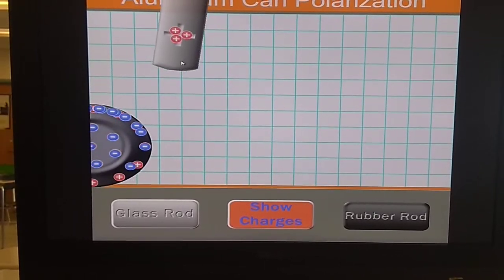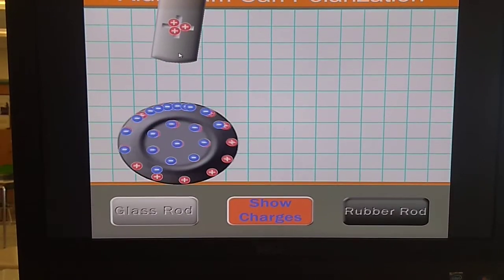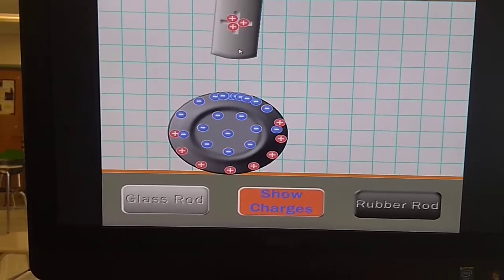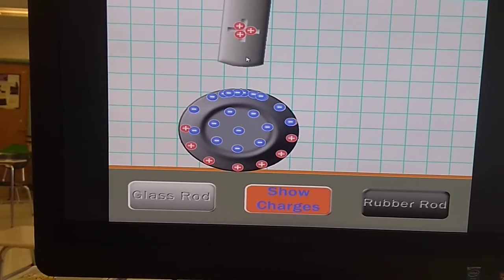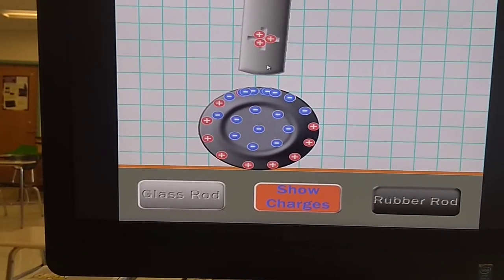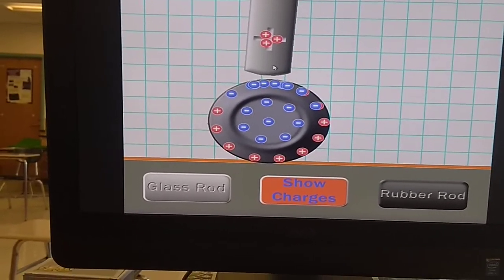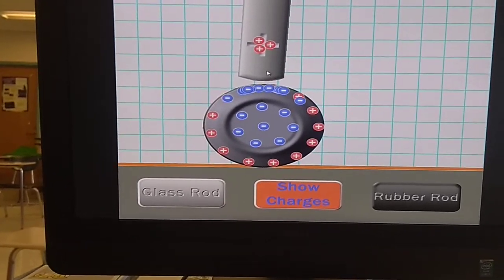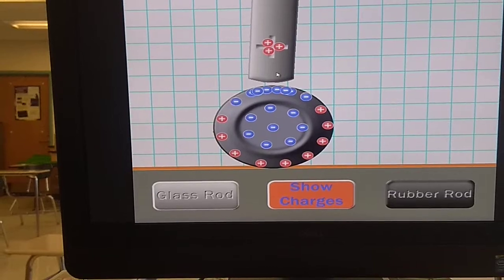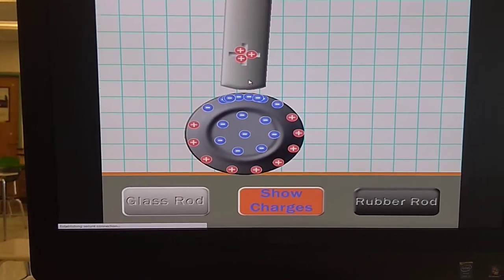So let's bring a glass rod over here. Take a look at what's happening here. The glass rod has a positive charge to it, so it's been charged already. And look what that's doing to the negative charges. It's attracting them. They are moving towards that positive glass rod. And actually, the closer I bring it, the more that they seem to congregate. So this is now polarized. The bottom side of this is more positive. The upper side of the can is now more negative.